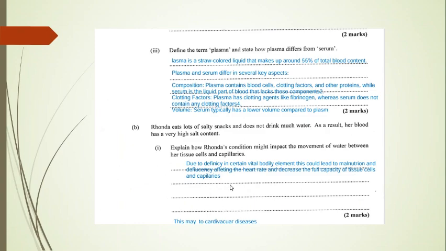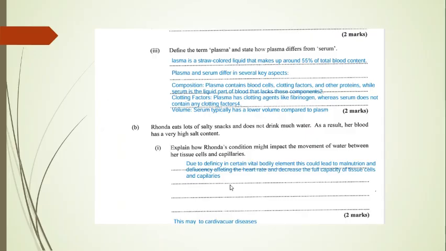So Rihonda eats lots of salty snacks and does not drink much water. As a result, her blood has a very high salt content. Right? Explain how Rihonda's condition might impact the movement of water between her tissues and capillaries. And this is very easy to explain.